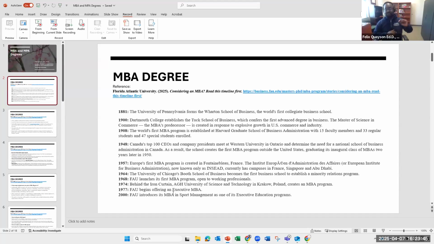Now, fast forward a couple of years into 1900. In 1900, Dartmouth College established the Tuck School of Business, which was the first school of business that conferred the first advanced degree in business, okay? Which was the Master of Science in Commerce. So the Master of Science in Commerce was the degree that was being conferred to graduates before the MBA came into the picture.